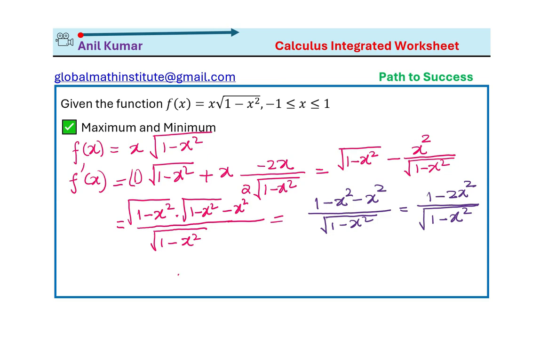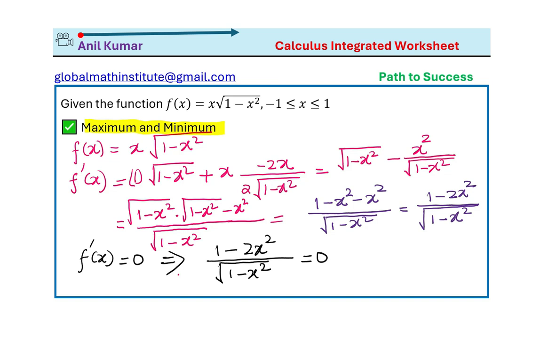Now, to find maximum or minimum, we need to find the critical numbers. Critical numbers are where the derivative is either 0 or does not exist. And the function should be continuous, right? Which it is. Okay, great. So the condition is that in this case, the derivative should be equal to 0. And that really means that 1 minus 2x square over square root of 1 minus x square should be equal to 0. So this helps us to find the critical numbers.